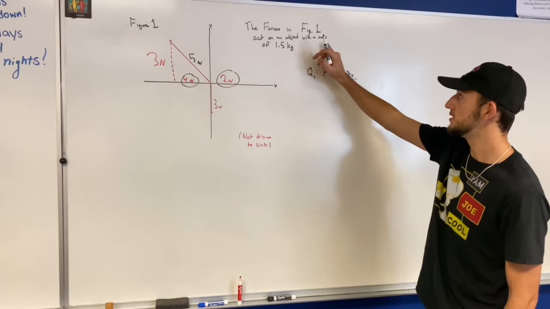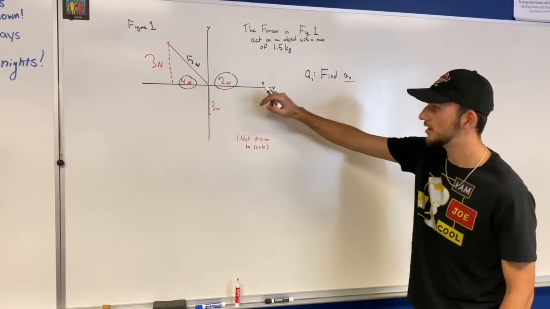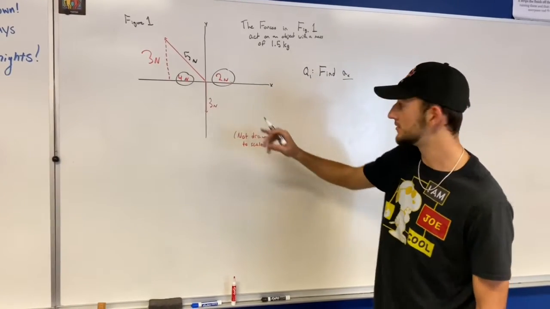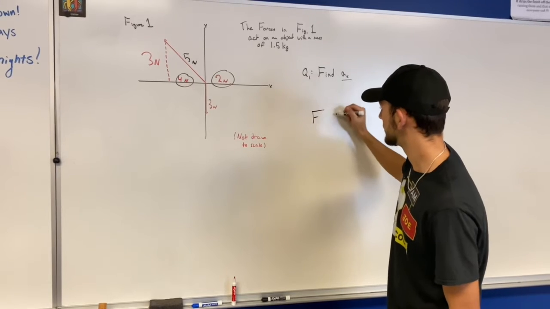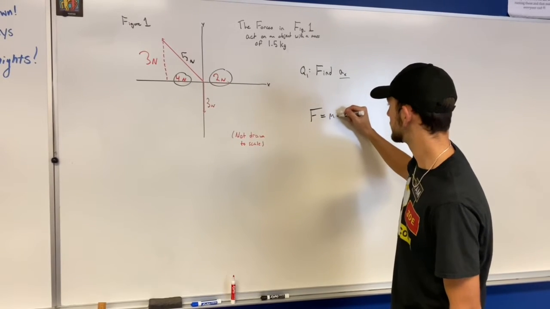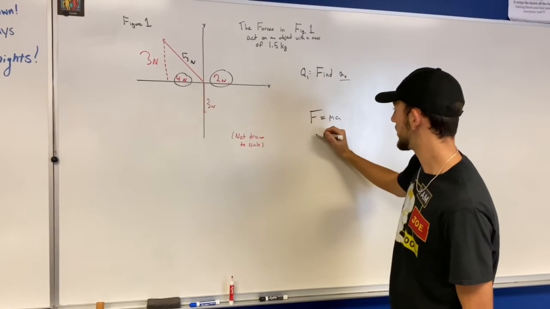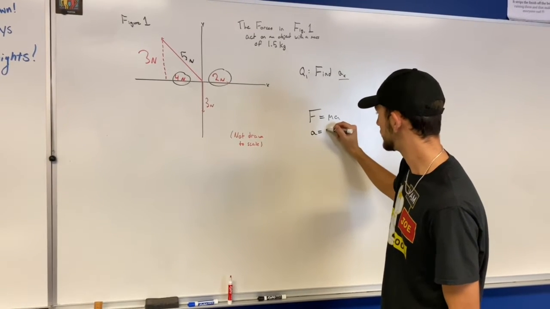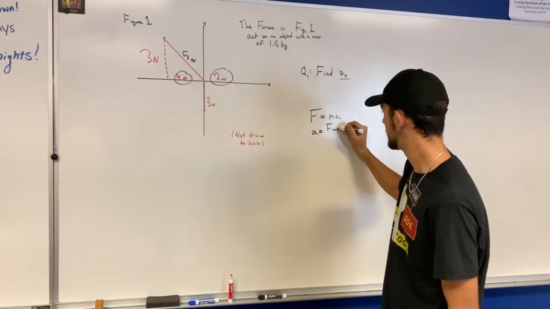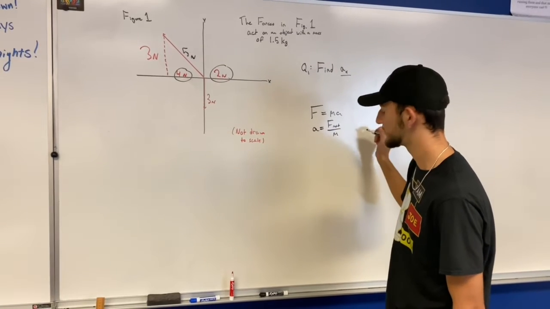When I see mass in a force diagram, the first thing I'm throwing on the board is my F net equals mass times acceleration equation, which can be rearranged to acceleration is equal to F net over the mass.